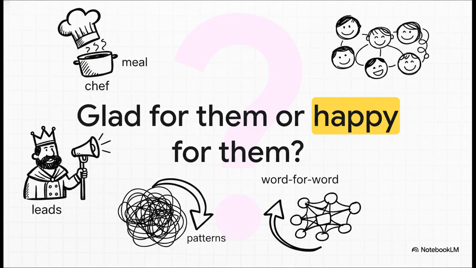All right, let's wrap this up with a quick little test from the source data, just to keep your brain working. If a meal is cooked by a chef, what does a chief do? And are you glad for your friends, or are you happy for them? Keep asking these questions. Start recognizing the patterns in the world around you and use them to speak with absolute confidence. So, the real question is, are you going to keep translating word for word, or are you finally ready to embrace the patterns?